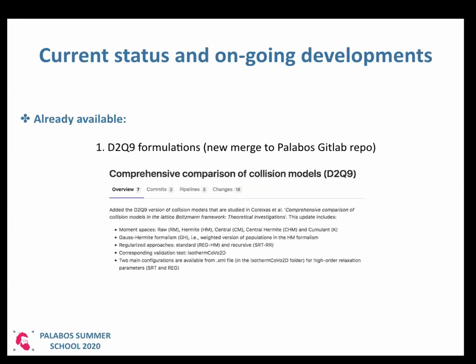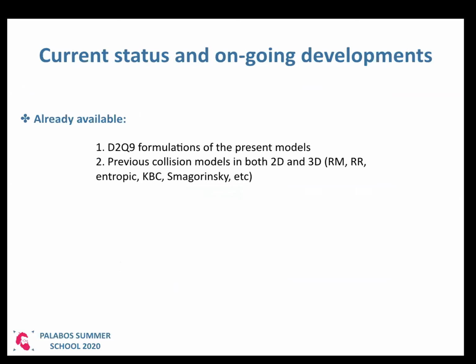So what I talked about here, this formulation in 2D, has already been merged to the Palabos GitLab repository. Right now, I'm working on this formulation. So here I'm talking about what is already available. You have the D2Q9 formulations, and you also have access to previous collision models that are available in Palabos in 2D and 3D. So you have the MRT formulation, you have the recursive-regularized, the entropic formulation, you also have KBC, and you also have access to some subgrid scale models.